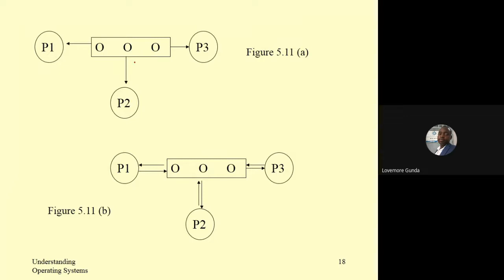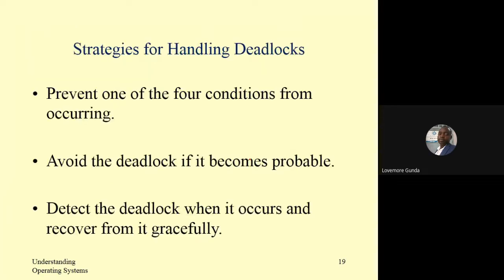Same thing here. This is an allocation. This is an allocation. This is an allocation. If we have them, on this request, this is a request, and this is a request, right?